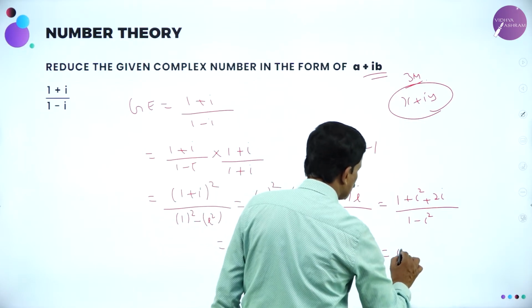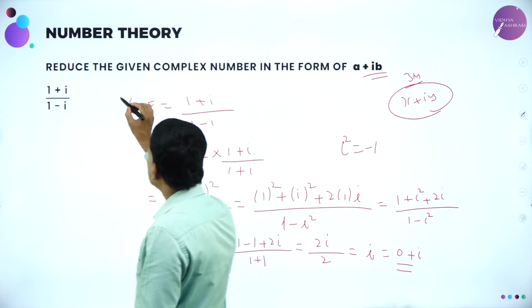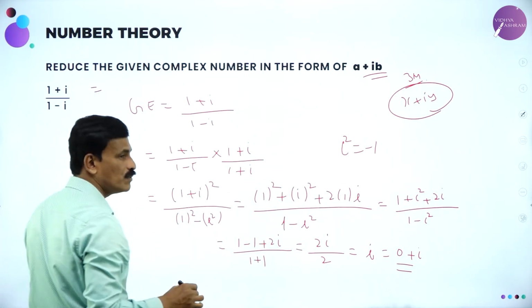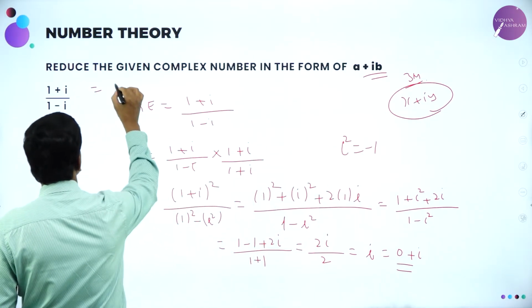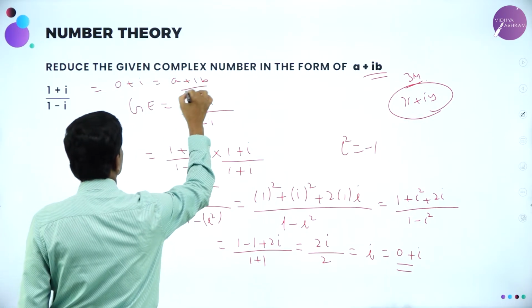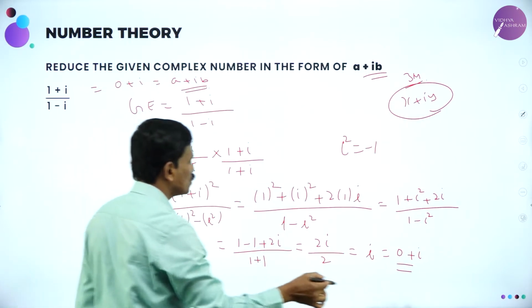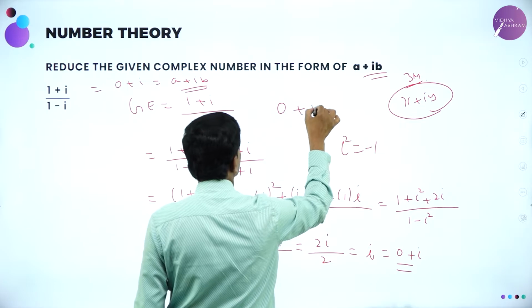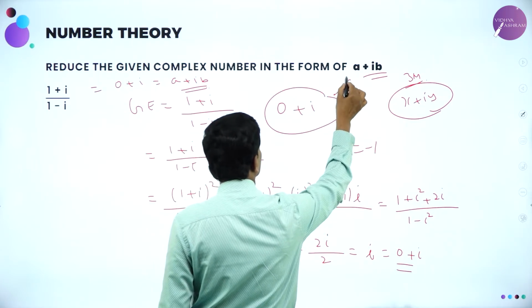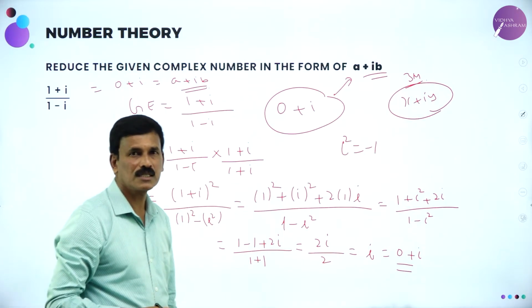So this can also be written as 0 plus i. So therefore the complex number (1 plus i) by (1 minus i) can also be written as 0 plus i, which is of the form a plus ib, where the real part is 0 and the imaginary part is 1. So the given complex number is of the form 0 plus i, where real part is 0 and imaginary part is 1. That's it. Hope you followed.